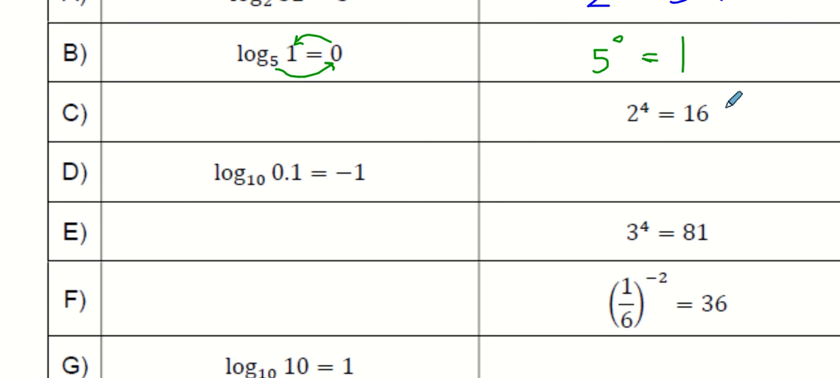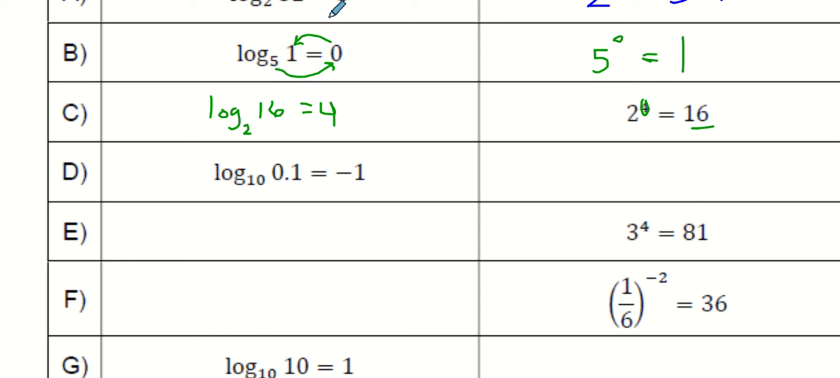Now, what if we're going from here to a log? Well, remember the base is still the same. So log base 2. My base does not change. But remember what I said, the exponent is actually your answer. So whatever my exponent is, in this case the 4, that's actually my answer. And then my answer, which in this case is 16, goes here.